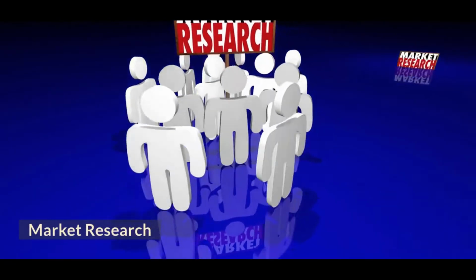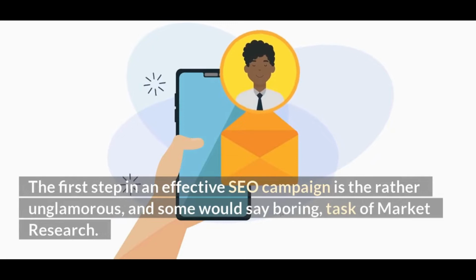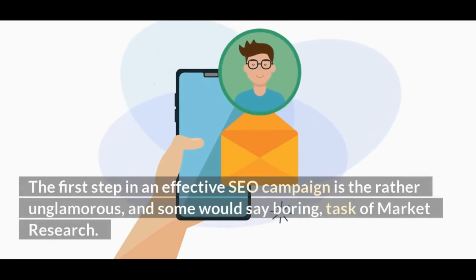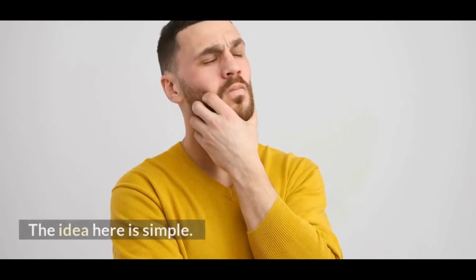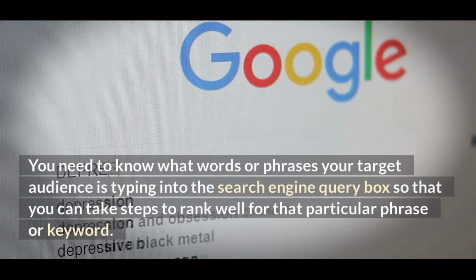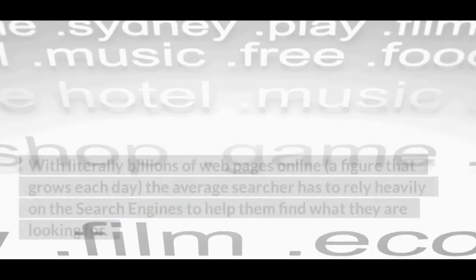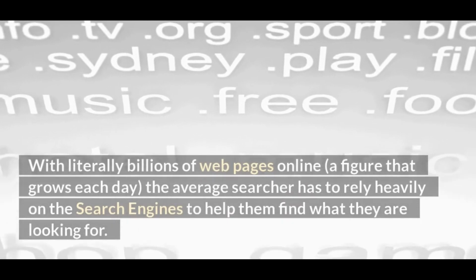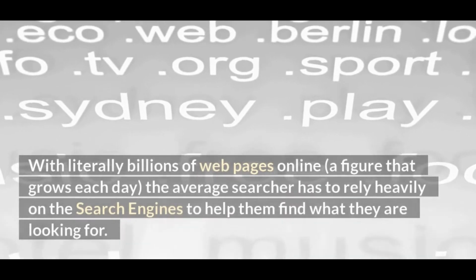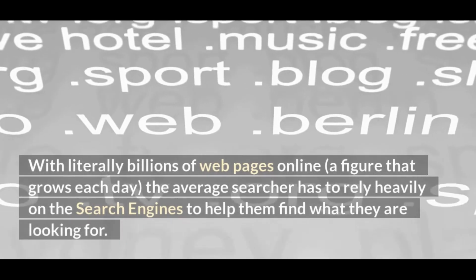Market research. The first step in an effective SEO campaign is the rather unglamorous, and some would say boring, task of market research. The idea here is simple. You need to know what words or phrases your target audience is typing into the search engine query box so that you can take steps to rank well for that particular phrase or keyword. With literally billions of web pages online, a figure that grows each day, the average searcher has to rely heavily on the search engines to help them find what they are looking for.